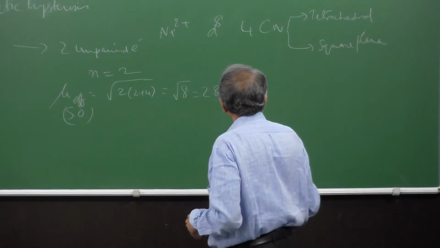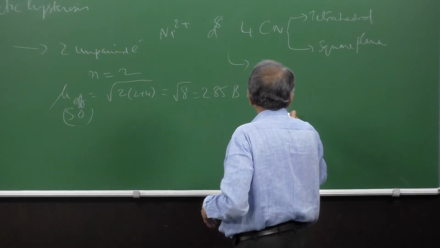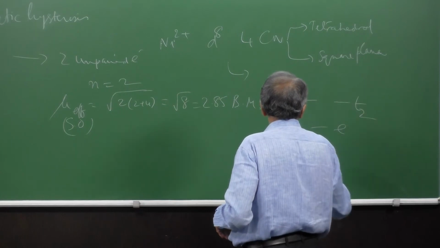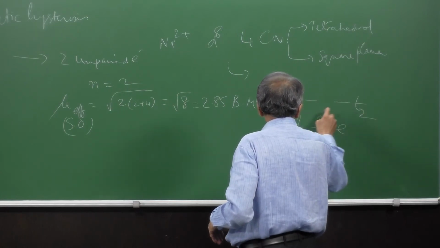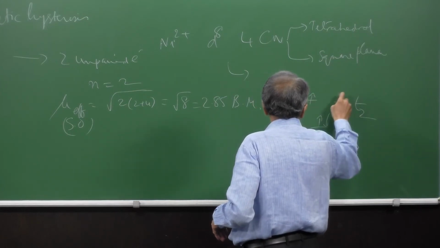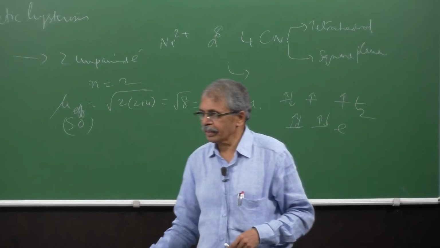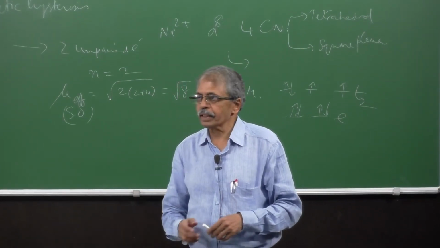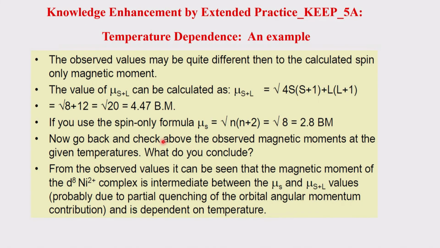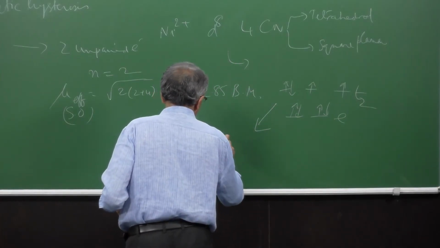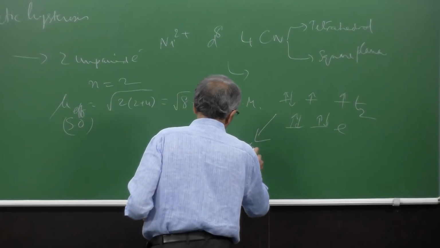Okay. So, in the tetrahedral, you have 2E and 3T2, so you will have 4 and, okay, that is where you have 8. So, that means you have 2 unpaired electrons, and the 2 unpaired electrons will give you this 2.8. So, mu spin only will give 2.8 Bohr magneton.